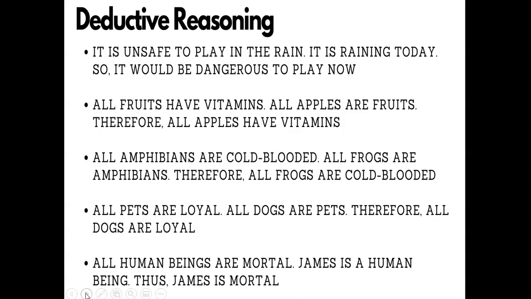Basically, thinking on paper like this: it is unsafe to play in the rain. It is raining today, so it would be dangerous to play now. So in exposition, in the art of composition, usually the body paragraphs occur in a three-step process: a first premise, a second premise, and a conclusion. So skip to the last one here. All human beings are mortal. James is a human being, thus James is mortal, right?